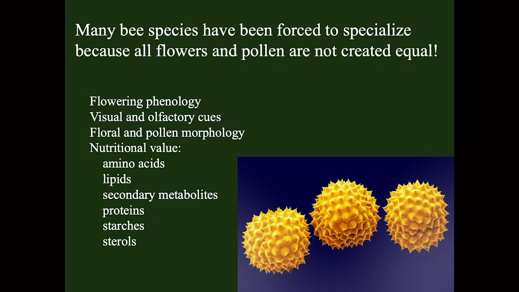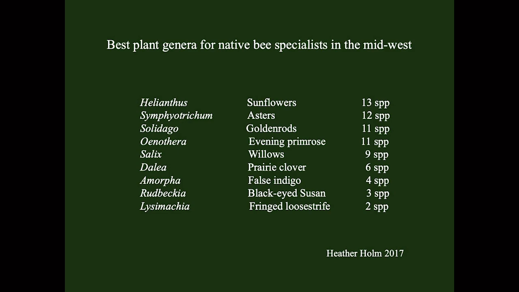So here are just some of the bee specialists that we've recognized so far. In the upper Midwest here, sunflowers are number one. They support 13 species of specialists. Asters, number two, 12 species. Goldenrods, 11 species. Evening primrose, 11. Willows, 9. Just with those 5 genera, you've got over 50 species of bees that won't be in your yard if you don't have those plants in your yard.